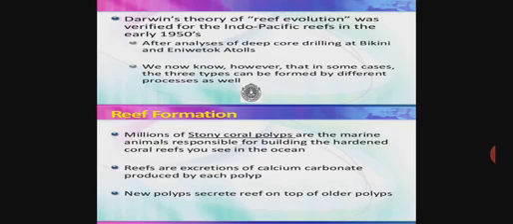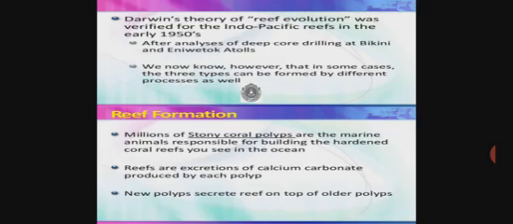Darwin's theory of reef evolution was verified for the Indo-Pacific reefs in the early 1950s, and after the analysis of deep core drilling at Bikini and Eniwetok atolls, we now know, however, that in some cases the three types can be formed by different processes as well.